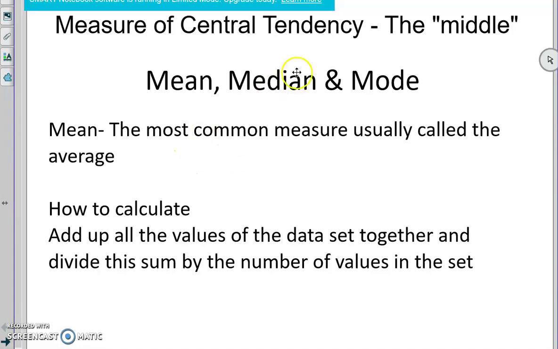Okay, so welcome back. We're going to start our stats unit here, and we're going to talk about measures of central tendency, which is fancy math words for the middle. Why do people want to know what the middle of a set of data is, do you think? Give me an example of where an average might be used.